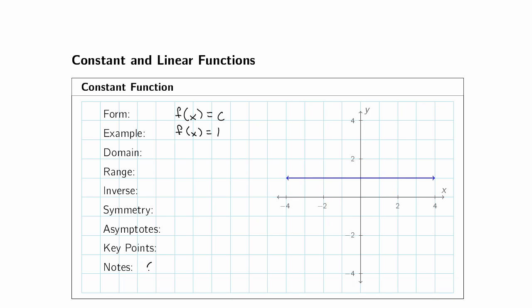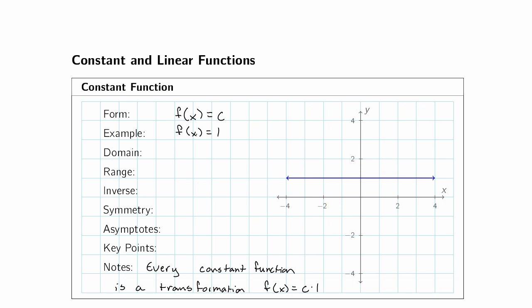And technically, every constant function is a transformation of this one. We can, for example, say f of x is whatever constant we want times 1, and treat it as a vertical scaling of this one. In practice, because they are so very simple, we treat each constant function as its own basic function. But they really are all the same thing.